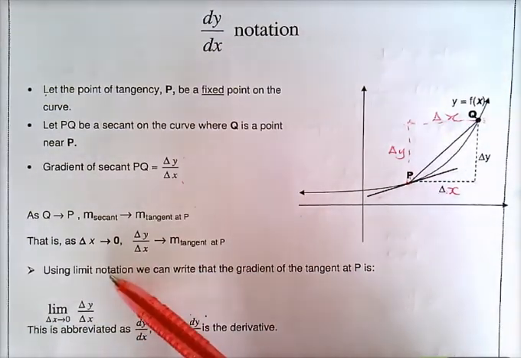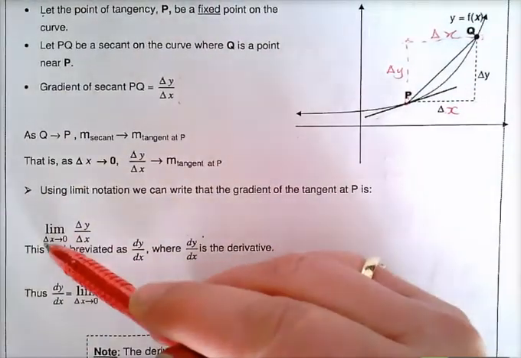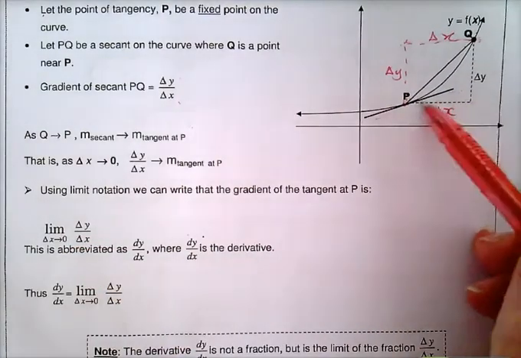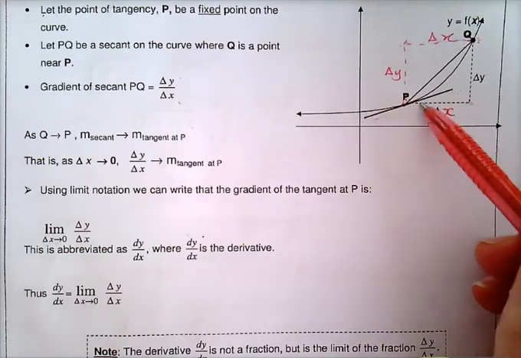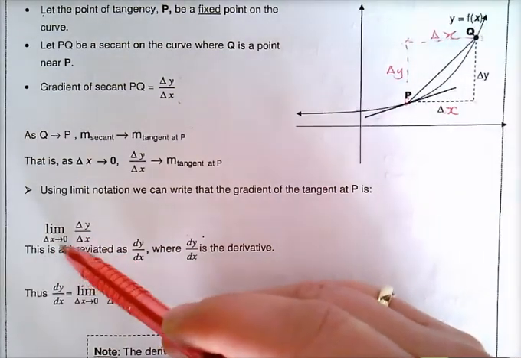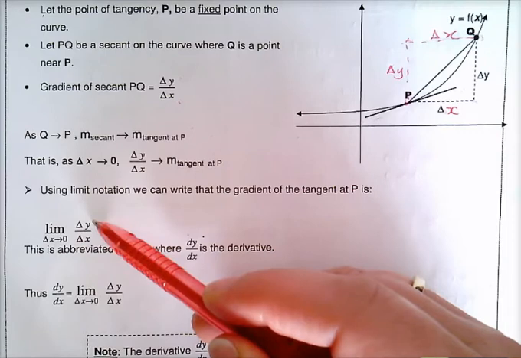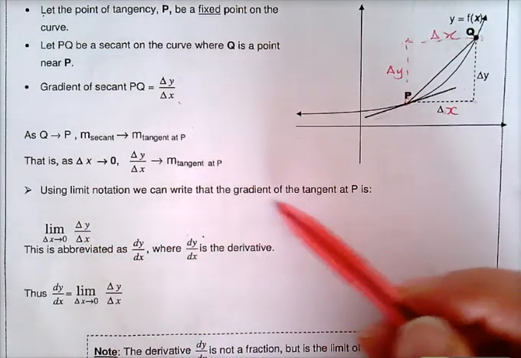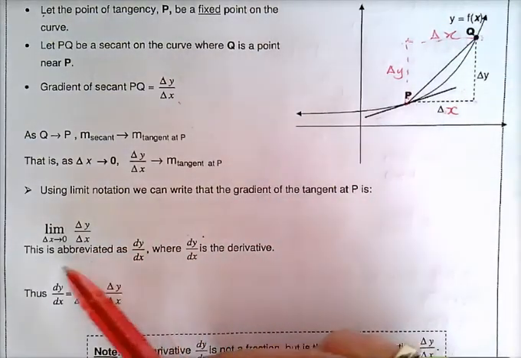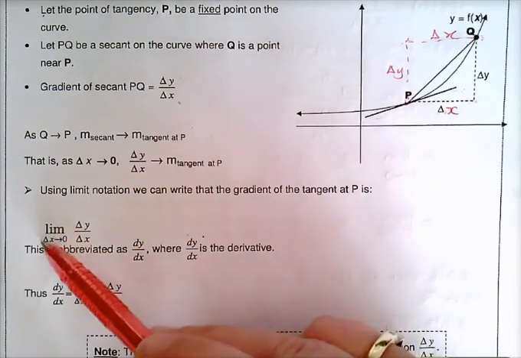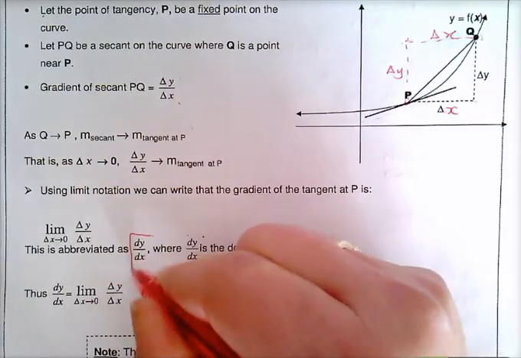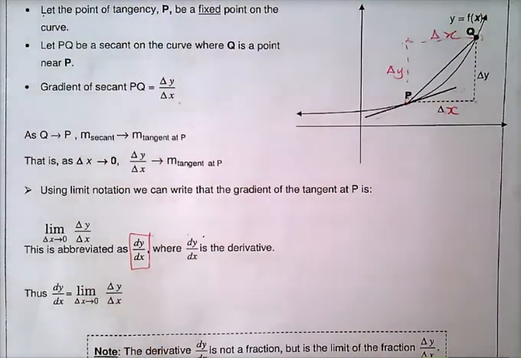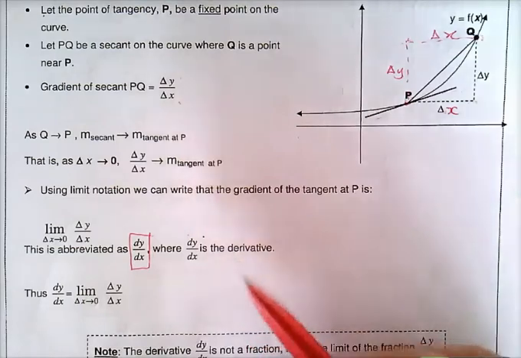We can write this using limit notation, as shown below here. So it's the limit as delta x approaches 0. So as Q gets closer to P, delta x will get smaller and smaller and approach 0. So the limit as delta x approaches 0 of delta y over delta x is the way we can write the gradient of the tangent at P. Now, instead of writing limit as delta x approaches 0 of delta y over delta x, it's actually abbreviated as the following, dy dx, okay, where dy dx is the derivative.